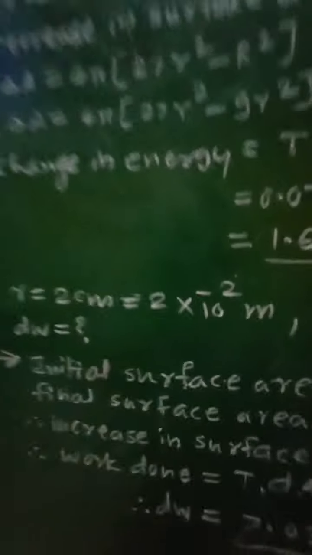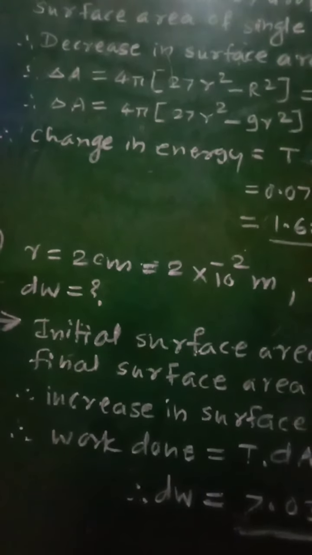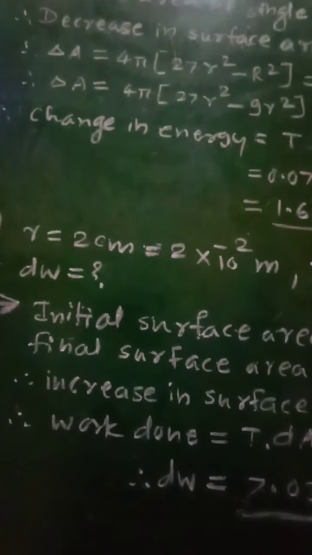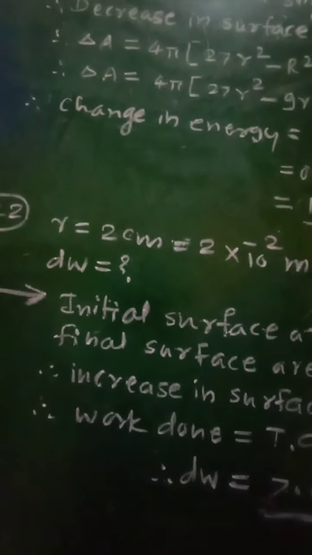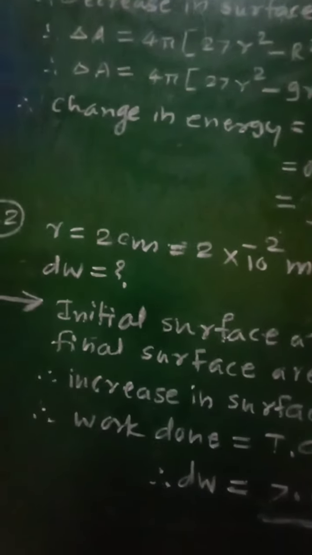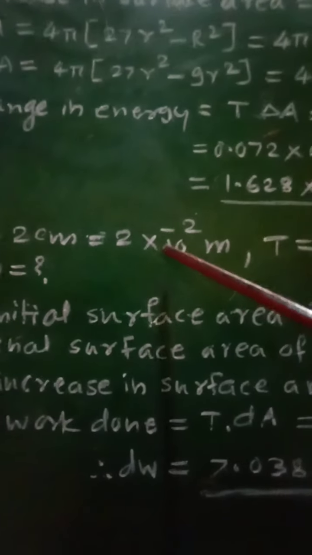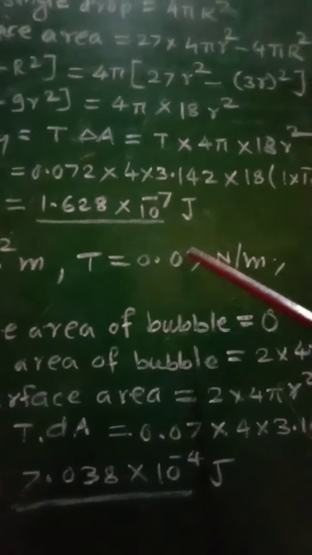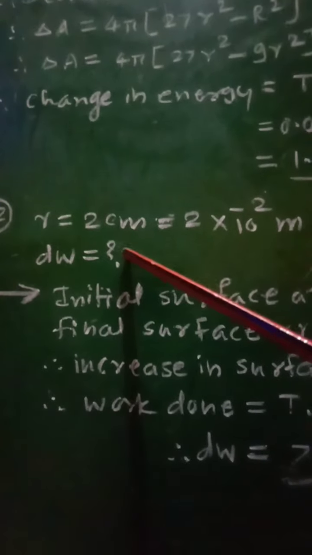Then we will go for next numerical, that is numerical number 22, which is given as: how much work is required to form a bubble of 2 cm radius from the soap solution having surface tension 0.07 Newton per meter. And therefore for this numerical given data is r equal to 2 cm, that is equal to 2 into 10 raised to minus 2 meter. Then surface tension T is equal to 0.07 Newton per meter, and we have to find the work done dW.